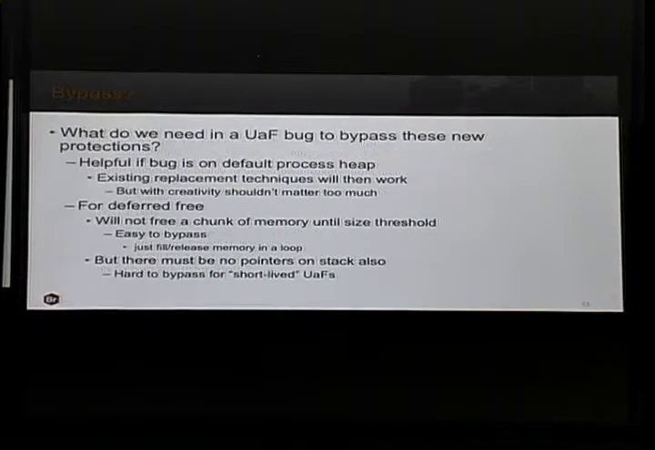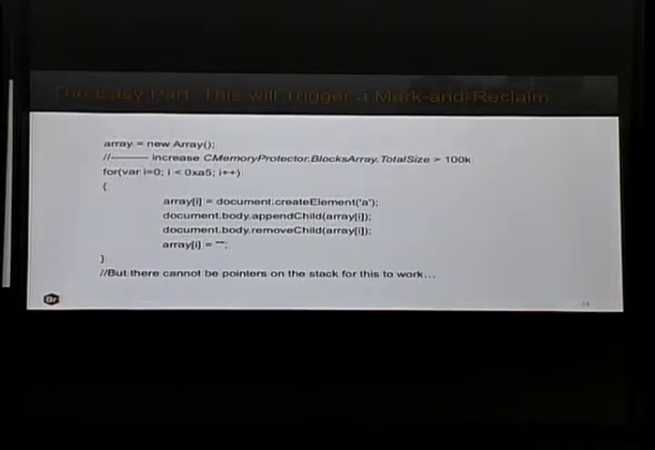Yeah, I think I said most of that actually. So in terms of a bypass, I think I said most of that as well. So let me just move into this slide. What this slide is showing is basically the first part of a mark and reclaim operation. In other words, building the list up to the point where it's 100K in size, 100 kilobytes waiting to be freed. That's really easy. In JavaScript, just allocate and free a bunch of objects until you get to 100K.